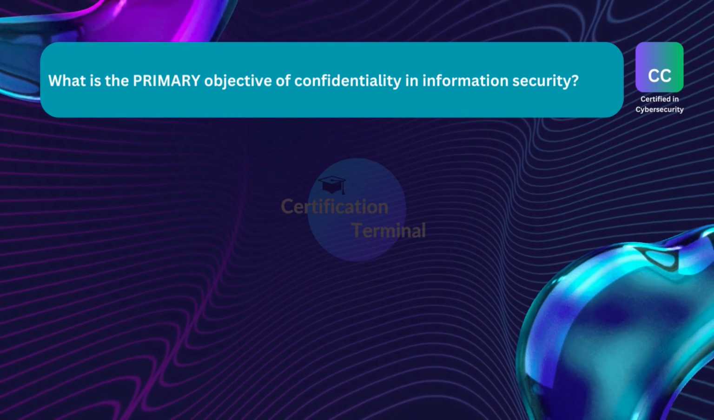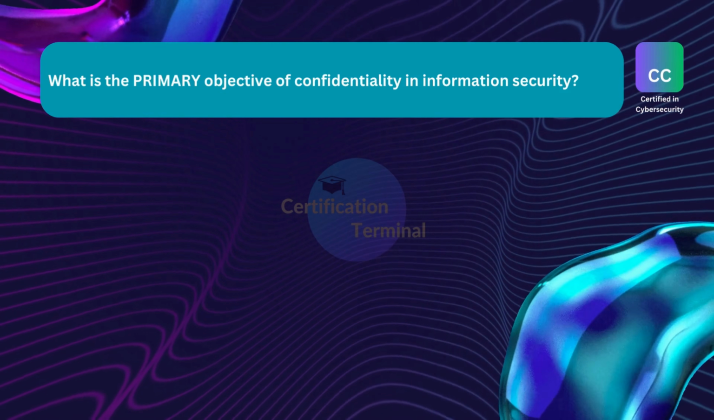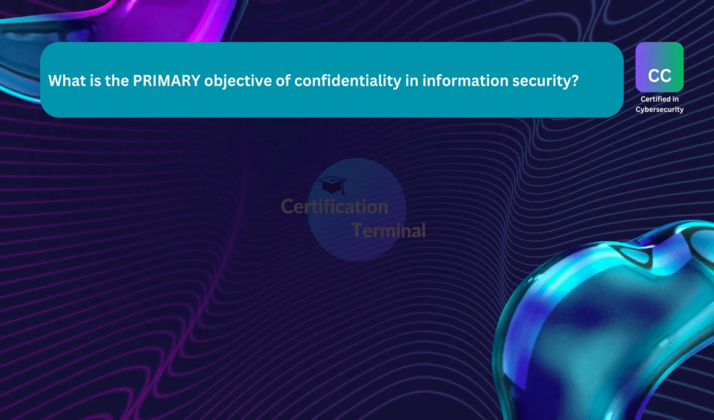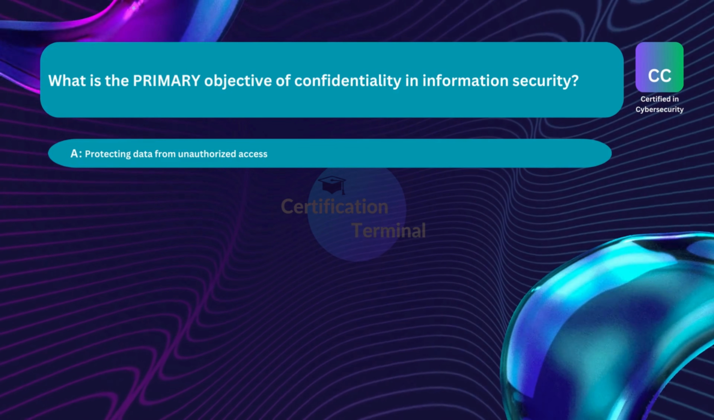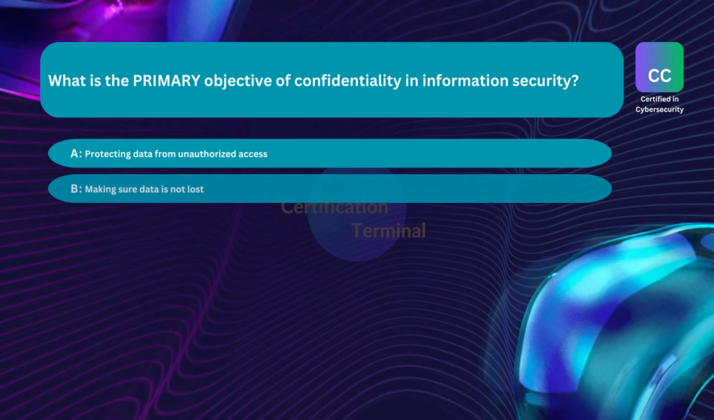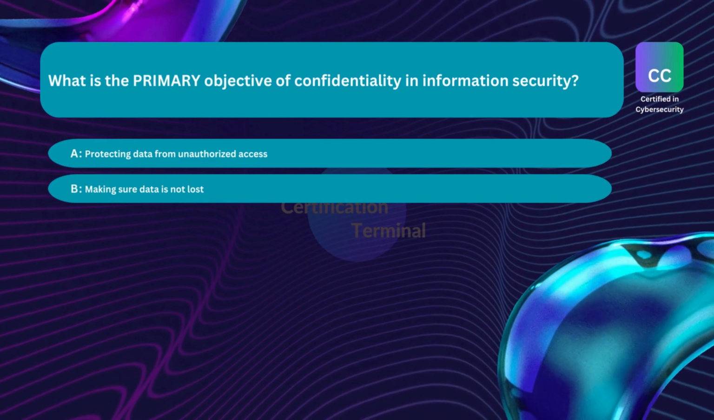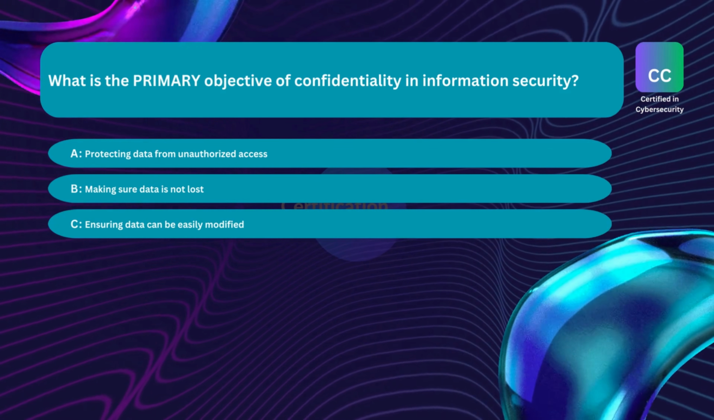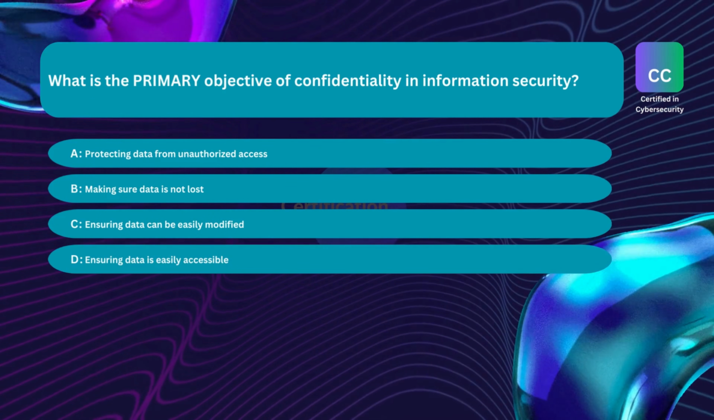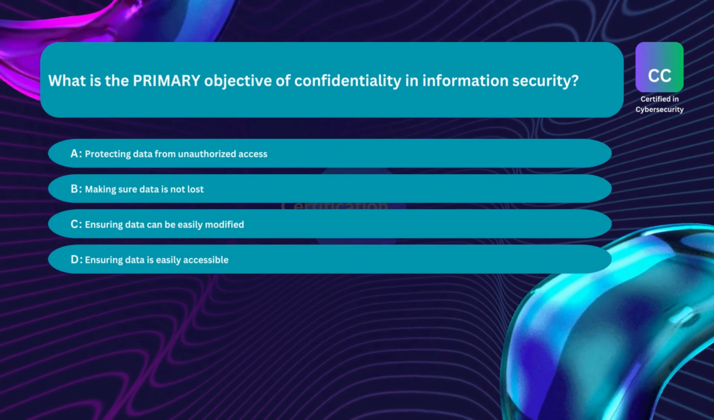Question number 1. What is the primary objective of confidentiality in information security? Option A, protecting data from unauthorized access. Option B, making sure data is not lost. Option C, ensuring data can be easily modified. Option D, ensuring data is easily accessible.